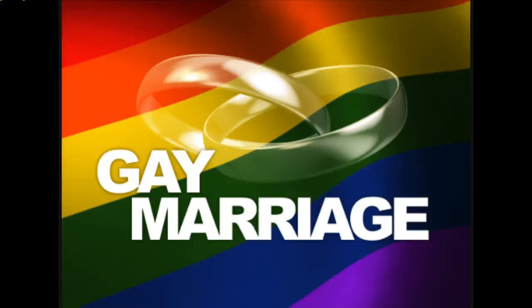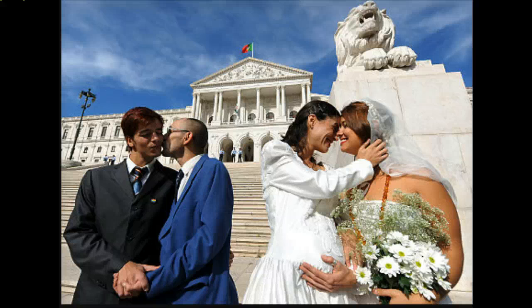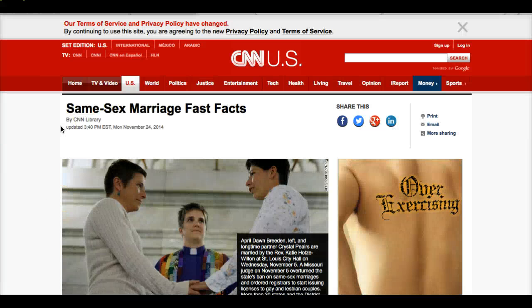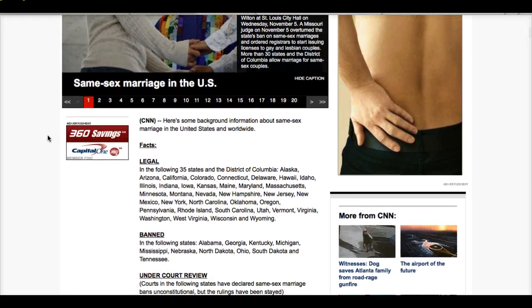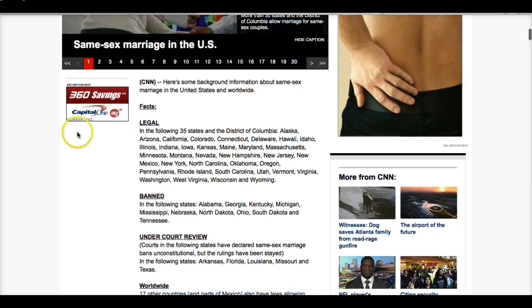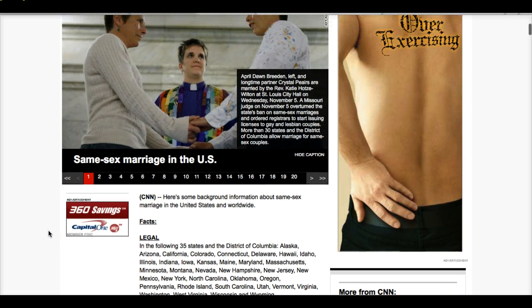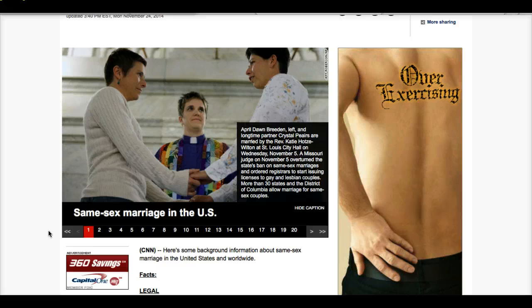The main goal accomplished by the gay community is same-sex marriage. Today, gay and lesbian couples have the right to marry. According to the website CNN.com, the states that banned same-sex marriage are Alabama, Georgia, Kentucky, Michigan, Mississippi, Nebraska, North Dakota, Ohio, South Dakota, and Tennessee. In all the other states, lesbians and gays have the right to marry.